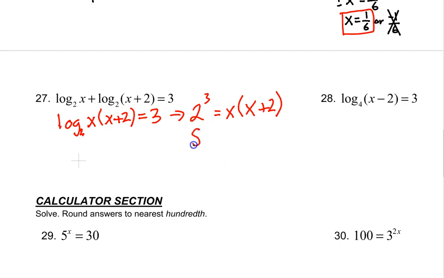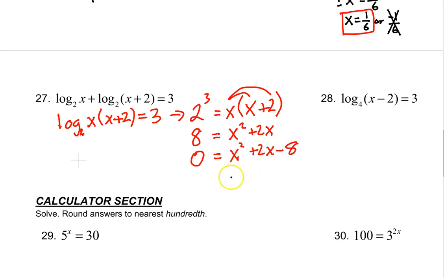So we have 2 to the third is 8. Distribute the x, so x times x is x squared. This is a quadratic. x times 2 is 2x. Since it's a quadratic, get it equal to 0. So subtract 8 on both sides. x squared plus 2x minus 8.